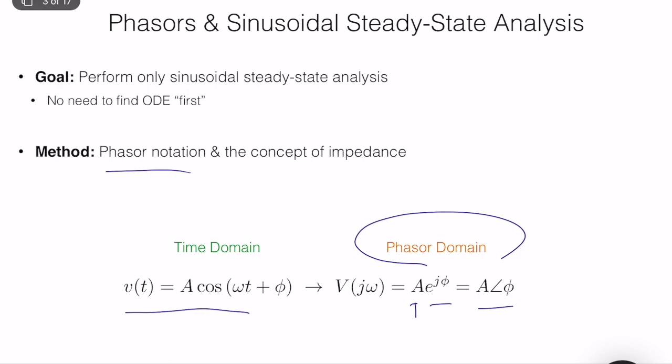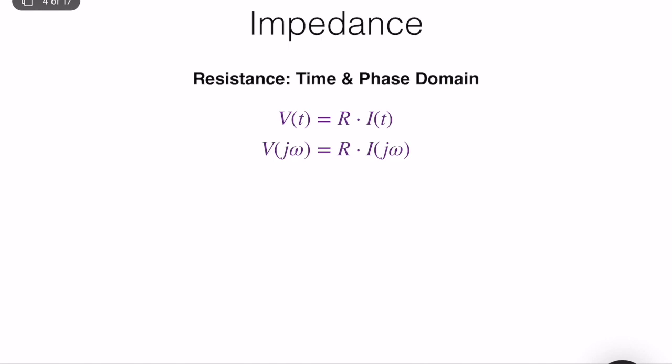So what is impedance? Before going to impedance, let's remember resistance. Resistance in the time domain is very simple. We have a resistor, and you use Ohm's law, such that the voltage across the resistor is equal to the resistance, which is a constant, times its current. For all times, this is equal. If we go to the phasor domain, let's assume that the voltage is a sinusoid, and of course the current should also be a sinusoid. We have the same relation, right? Because R is just a constant.